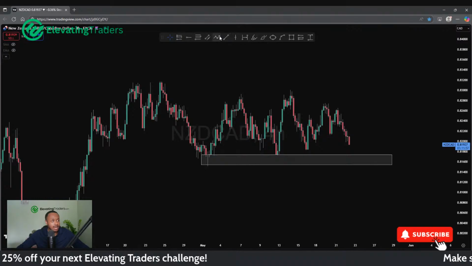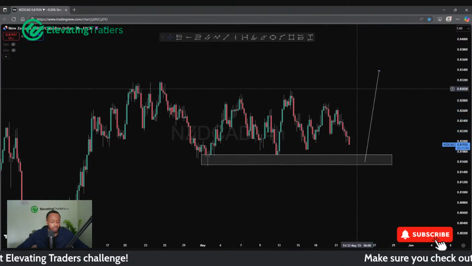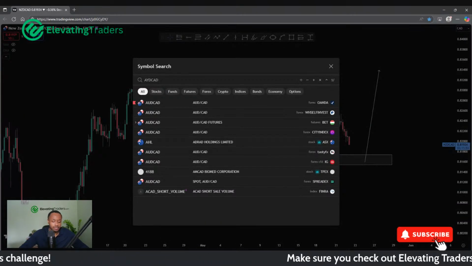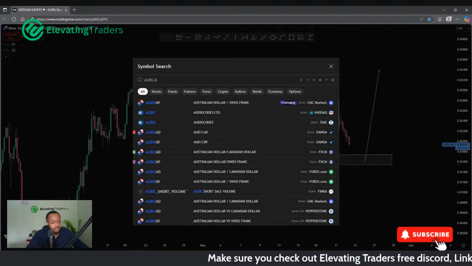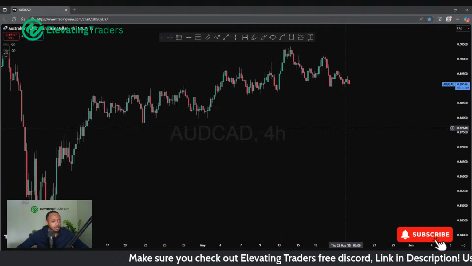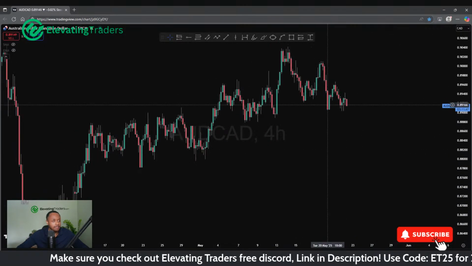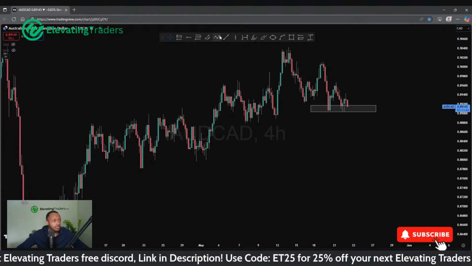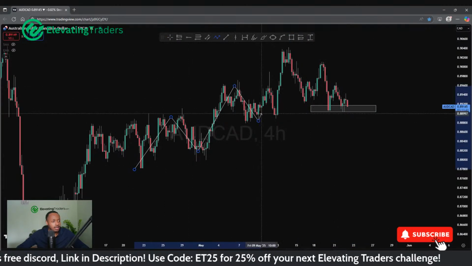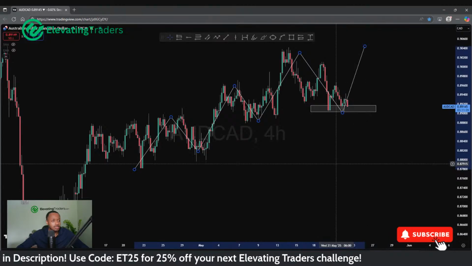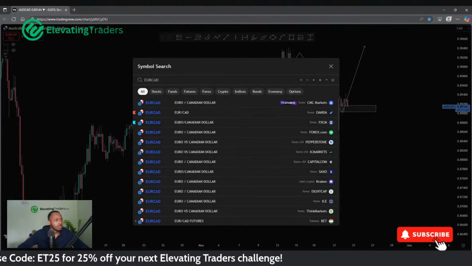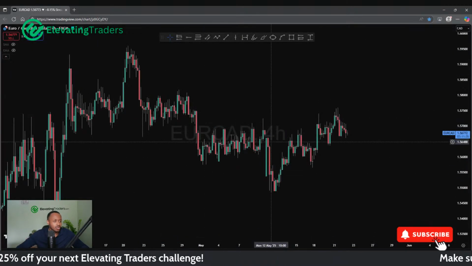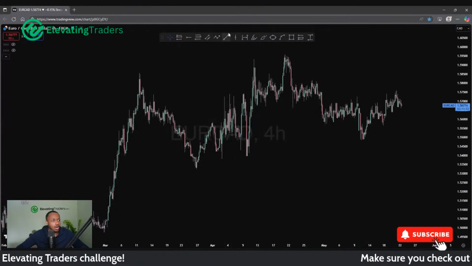Pairs like New Zealand CAD, I do think more upside is on the cards here. Aussie CAD, I do think we can still see some more upside with this one as well, if we continue this bullish structure of higher highs and higher lows. Euro CAD, of course, somewhat bullish here as well.